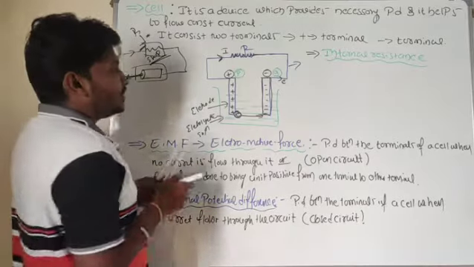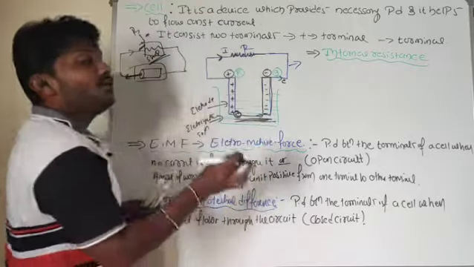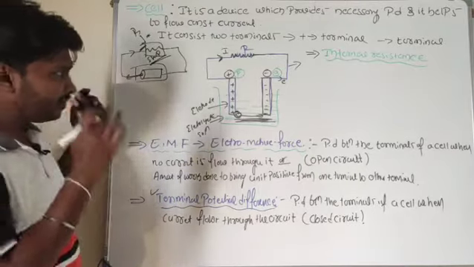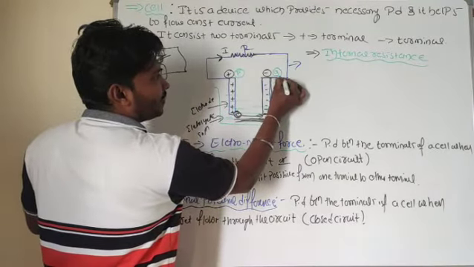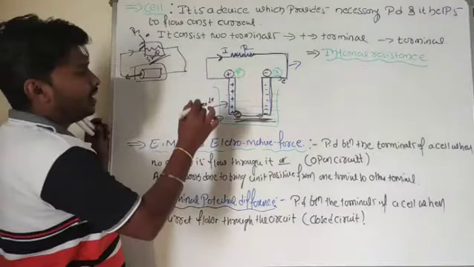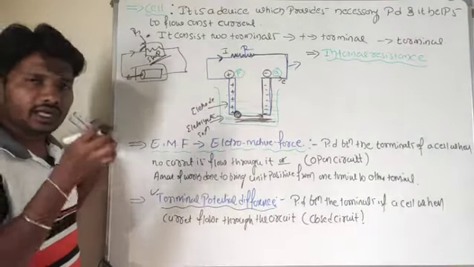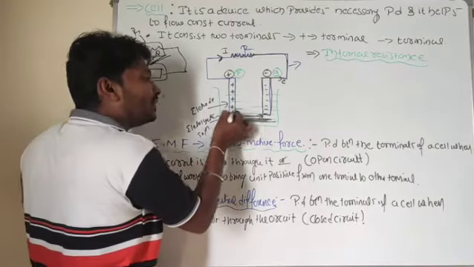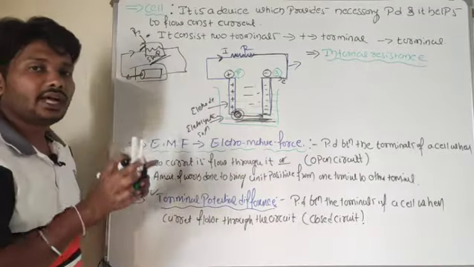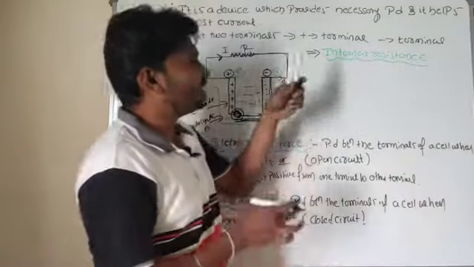So look at here. I said this is electrolyte solution. This electrolyte solution will make a certain kind of opposition for the flow of current. Did you get my point? Here electrons are moving from one plate to another plate. While moving from one plate to another plate, the electrolyte solution will make a certain kind of opposition. That opposition offered by the electrolyte of a cell, we can call it internal resistance.